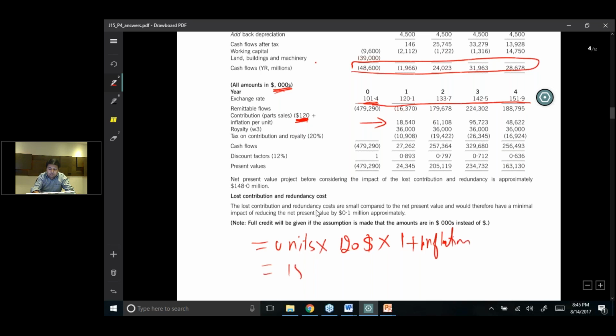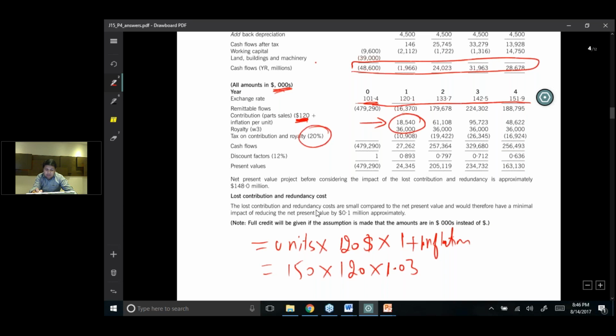Like in year 1, the number of units is 150. This will be 120, and in year 1 inflation is 1.03, and that will be equal to 18,540. Then again the royalty is the same every year, that is 36 million. In 000 it will be 36,000. Okay, this contribution and royalty is your income. You have not paid any tax in the subsidiary country, so you will have to pay the full amount of tax, 20% on the sum of these two values.